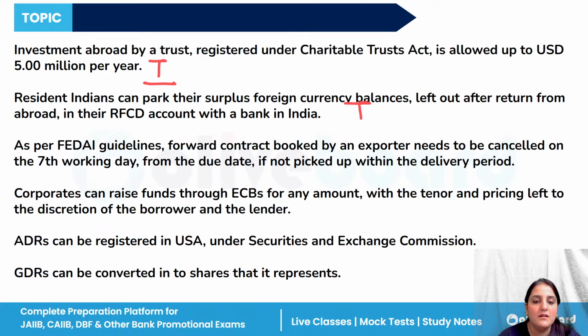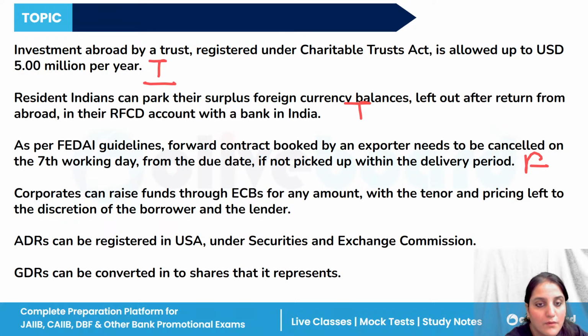Now, as per the FEDAI guidelines, forward contracts booked by the exporters need to be cancelled on the 7th working day from the due date if not picked up within the delivery period. If we talk about the FEDAI guidelines, if a forward contract is not picked up within the delivery period, the cancellation typically occurs on the 10th day from the due date, not the 7th. This statement is also false.